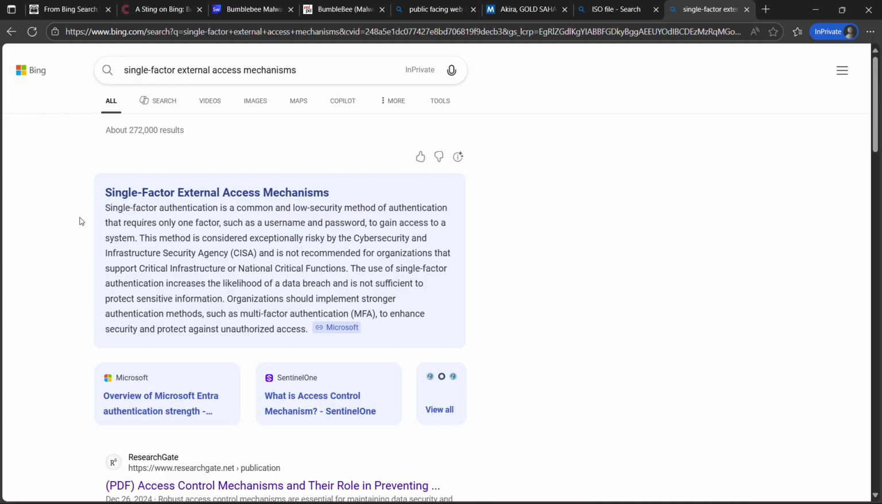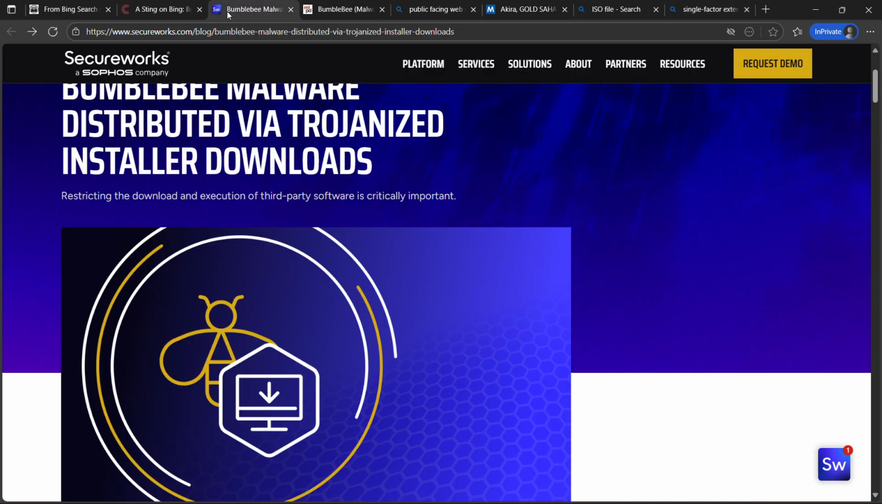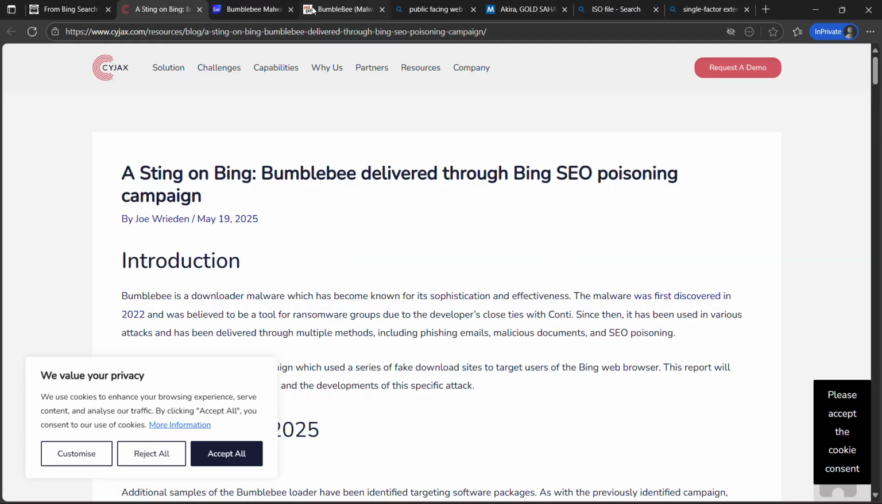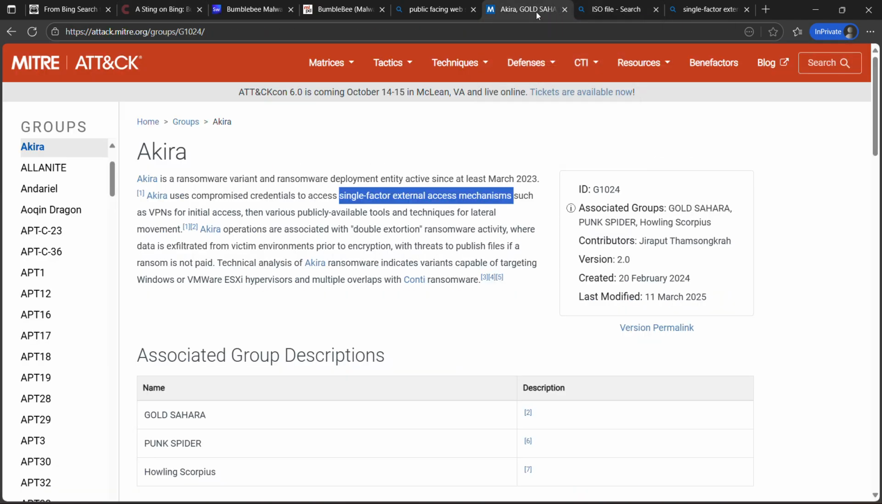Single-factor authentication. Oh, okay. I'm not familiar with the term. It's a single-factor authentication. Okay.